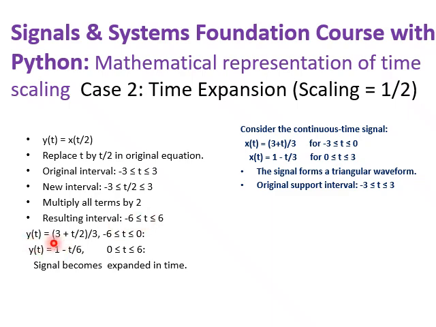So we write the final scaled version of the signal as y of t equals 3 plus t by 2, and it has the interval of -6 to 0. Similarly, y of t equals 1 minus t by 2, and the interval is this one. So the signal becomes expanded. How do you know this has become expanded? Because previously the signal existed from -3 up to 3. Now the signal exists from -6 up to 6. So you understand this is 2 times expanded.